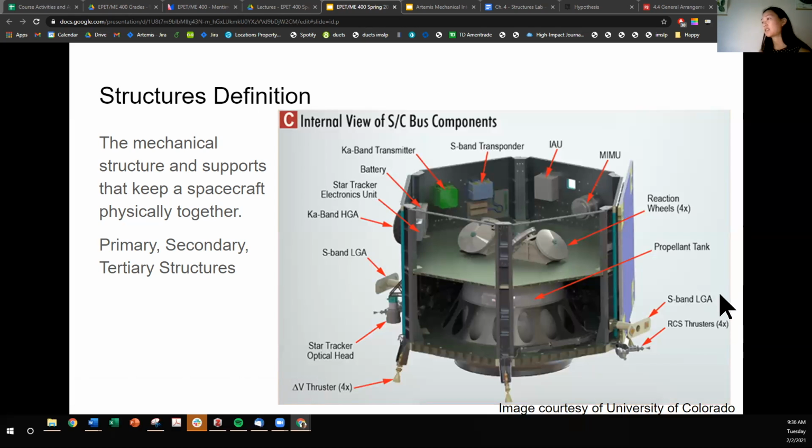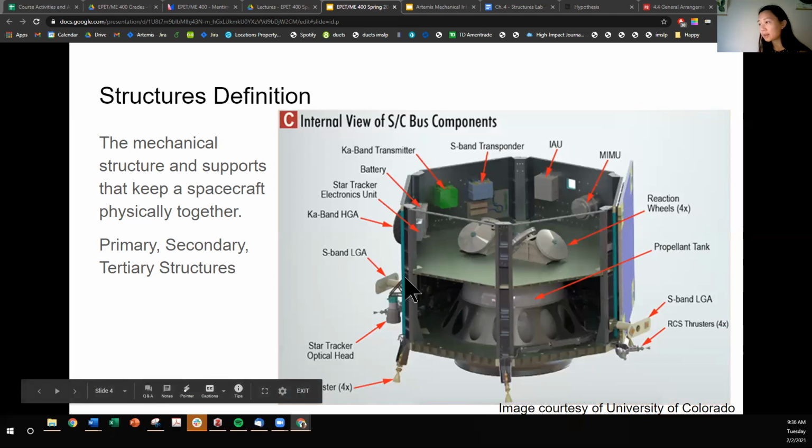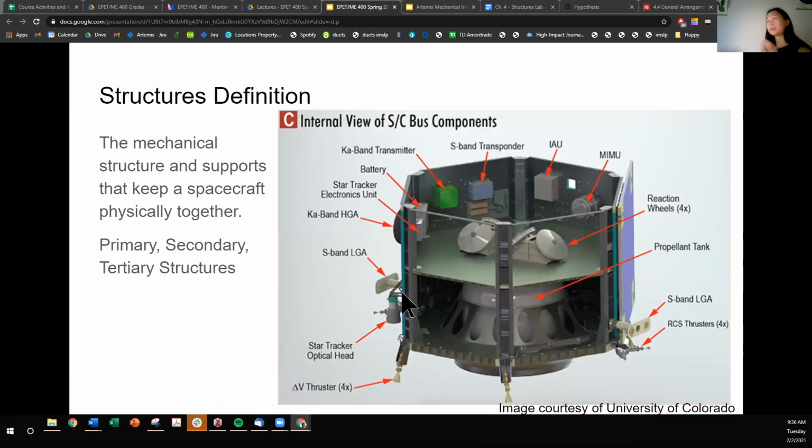The secondary structures are not exactly load-bearing, although they do have some load associated with them, but they're not critical when it comes to the structural integrity of the overall structure. They can be things like these mounting box brackets. They can also be other structural mechanisms, like a boom or a bracket that supports other instruments. But you can see how they're secondary to the overall structure.